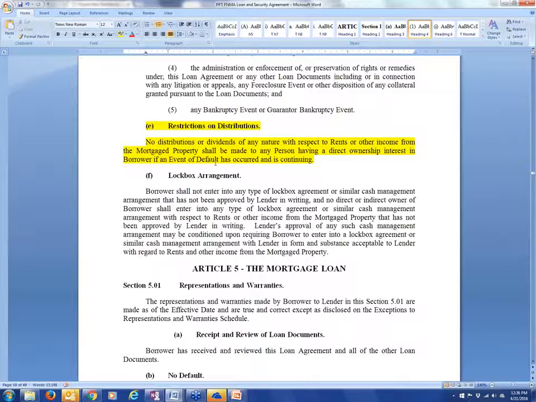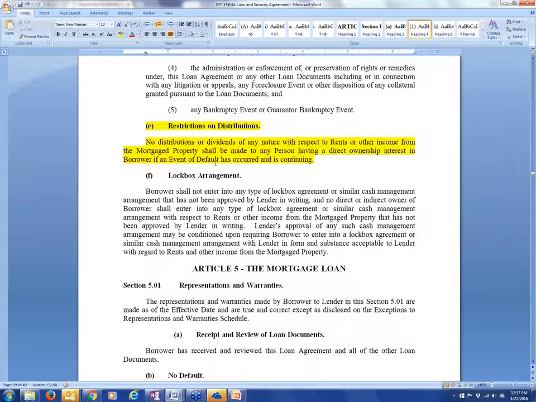Oh, and this is something else. Now, there's restrictions on distributions. Of course, as an LLC, we talk about distributions. Here, what we're saying is no distributions or dividends of any nature with respect to the rents or other income from the mortgage property shall be made to any person having a direct ownership interest in the borrower if an event of default has occurred and is continuing. Now remember, we haven't even got to the definition of events of default yet, but boy, they keep creeping up in this document as something that we really need to manage to. So we need to make sure that we understand what's an event of default.